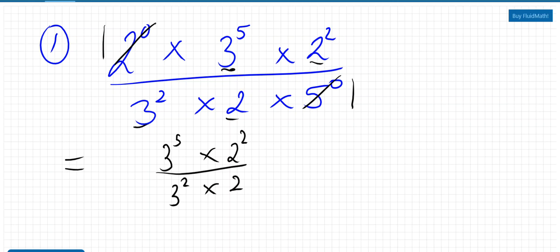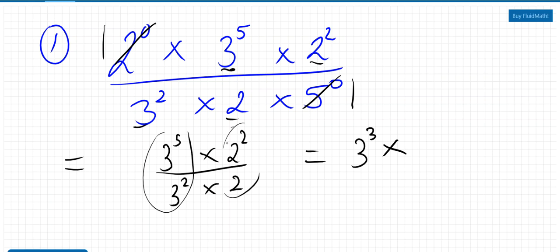Now work with one at a time. I have base 3 and I've got 5 on top and 2 on the bottom. So I'm going to write my base down, which is 3, and then 5 take away 2 is just 3. So I'm working with one at a time. I'm doing that one first, and then I'll be doing this one. In between them, I still have a times.